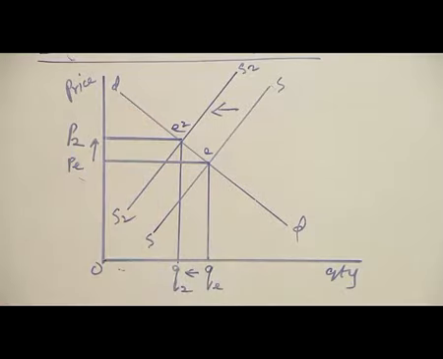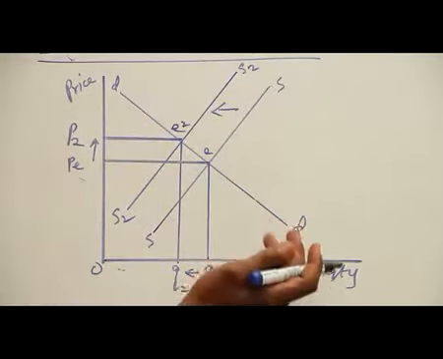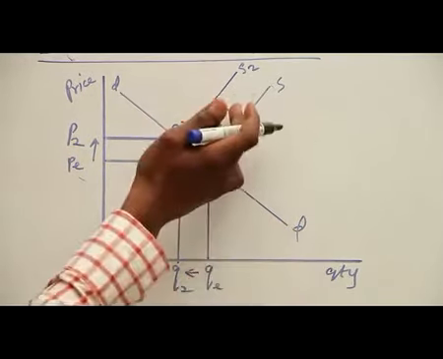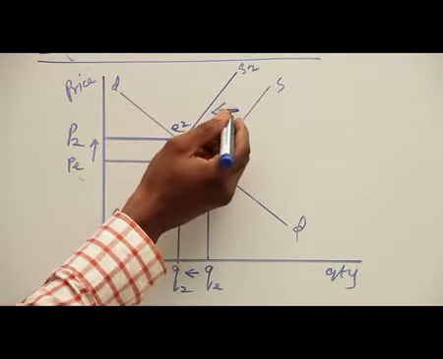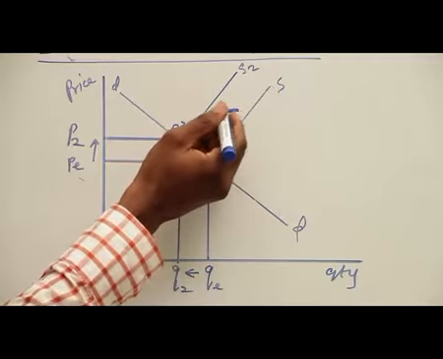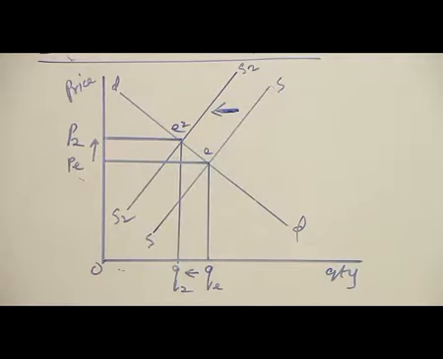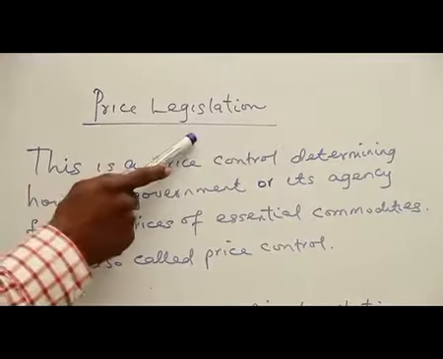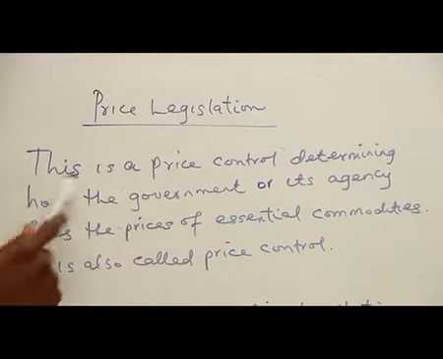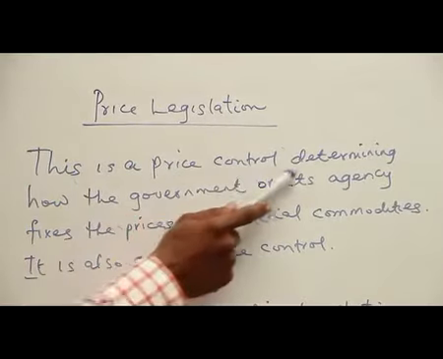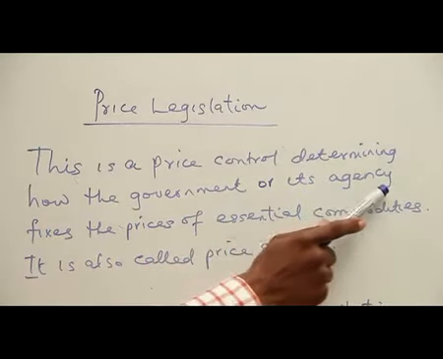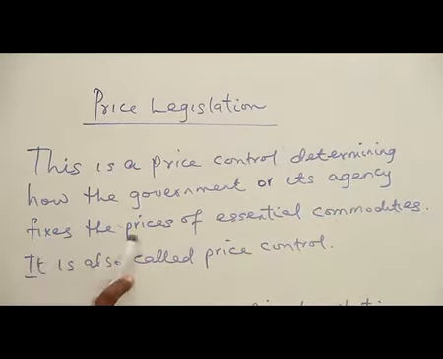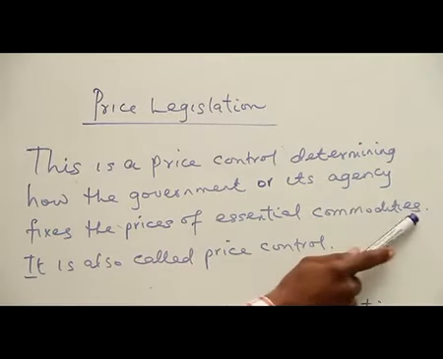Having demonstrated with the graph, we can see the demand curve constant, and the supply curve moving backward. The arrow is telling us that the supply curve has shifted backward. Price legislation is a price control determining how the government or its agency fixes the prices of essential commodities.